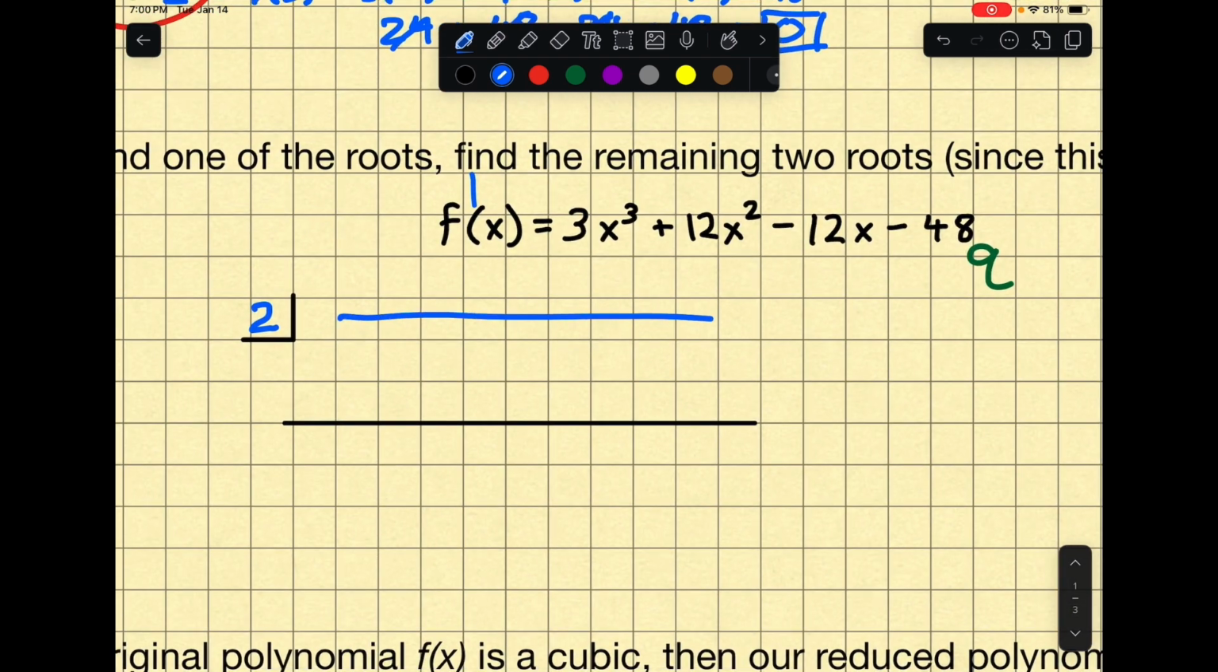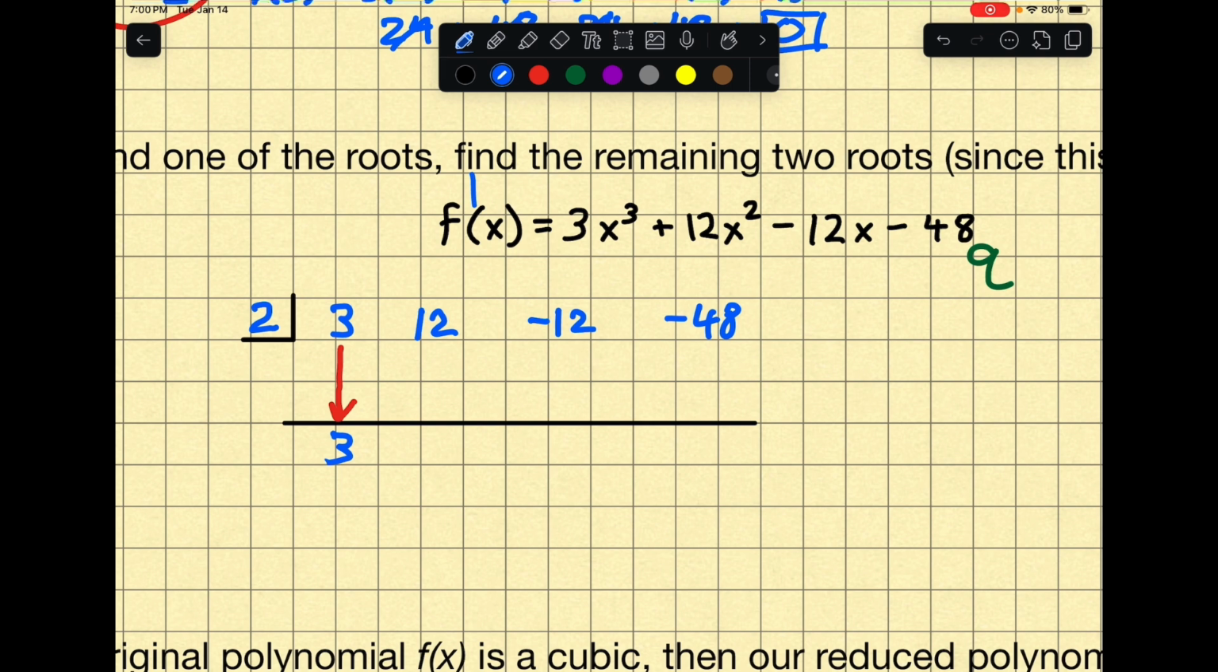Then next to the box, we're going to include the coefficients of our polynomial. So that's going to be 3 and 12 and negative 12 and negative 48. Okay, then we start the process of doing the synthetic division. Remember, synthetic division means you take the first term and you just drop it below the line.